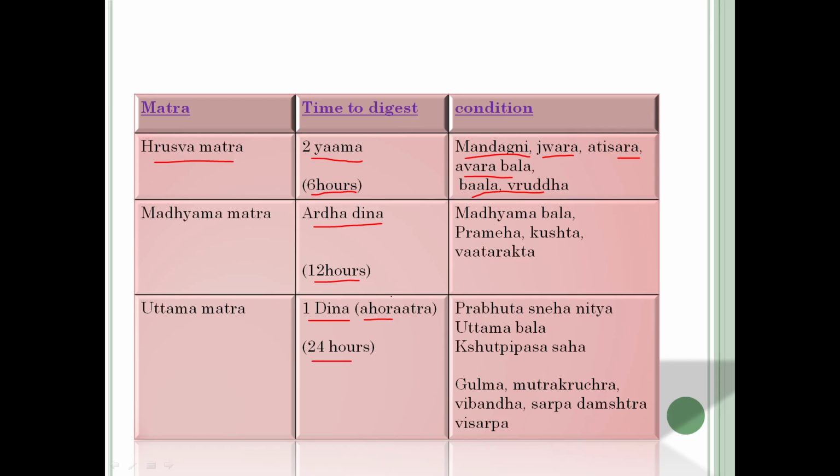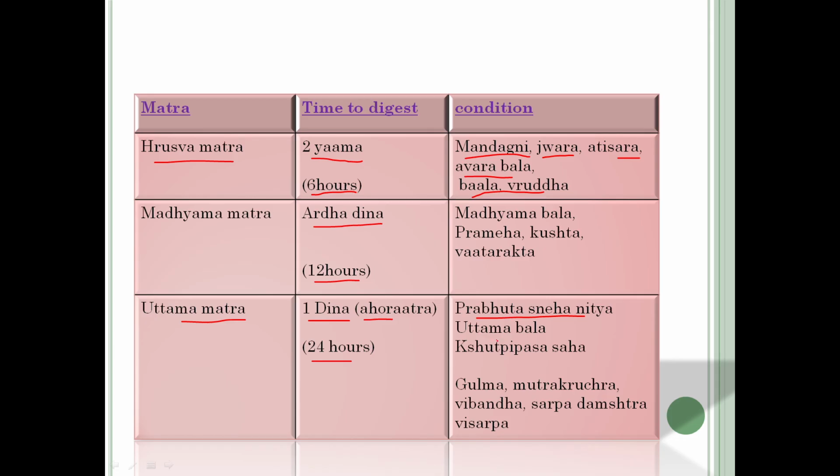Next, first we will see Uttama Matra of the Sneha, in which person it is indicated. First is Prabhuta Sneha Nitya. That is the person who is taking very more amount of the Sneha, because he is already Sneha Satmya and you are giving very less amount, the person will not get Snehana. So Prabhuta Snehanitya, who is taking good amount of Sneha every day, should be given Uttama Matra Sneha.